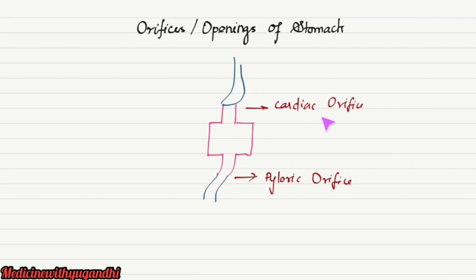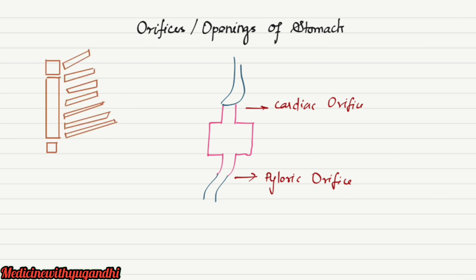Okay, first let us deal with the cardiac orifice. As I already mentioned, this cardiac orifice is connected to the lower end of the esophagus. Now coming to the location of the cardiac orifice. See, this is also a line diagram representing the manubrium. Then this is the body of the sternum. And here you could see the xiphisternum, right? And these are all the ribs.